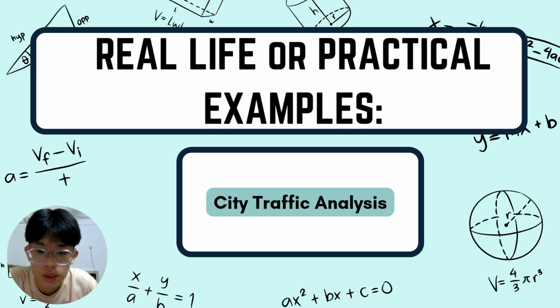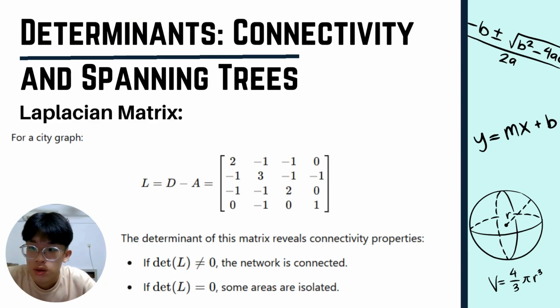Let us move on to city traffic analysis. The determinant of the Laplacian matrix, degree matrix minus adjacency matrix, of a traffic system graph helps calculate the number of unique spanning trees, which measures the possible ways to fully connect all intersections. For a city graph like the one shown in the slide, the determinant of this matrix reveals connectivity properties. If determinant of L is not equal to 0, the network is connected. If determinant of L equals 0, some areas are isolated.